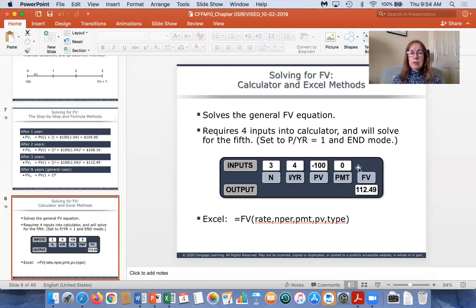So you enter this all in, you hit compute and future value. Compute being the upper left side here. And that will give you your output of 112.49. Okay, so that's the future value of a lump sum.